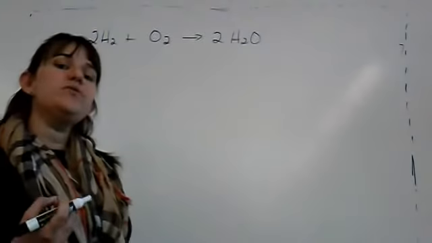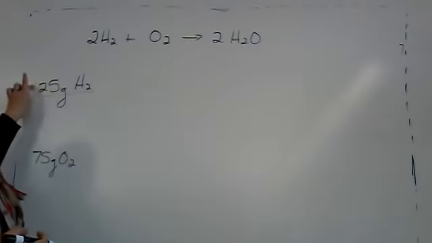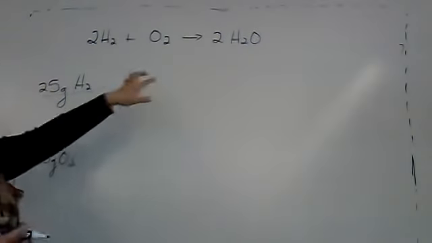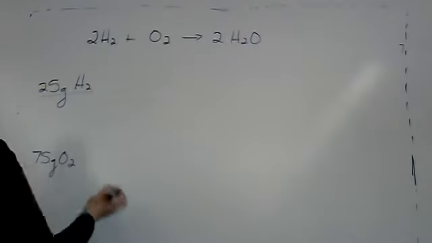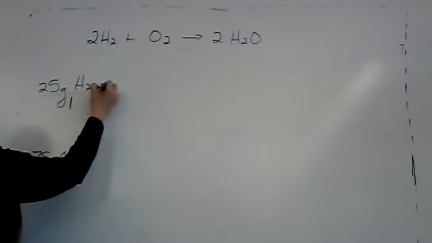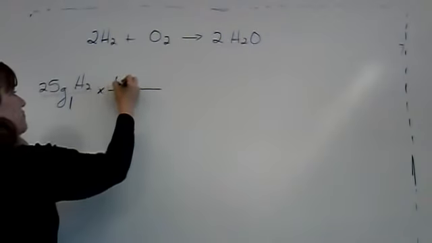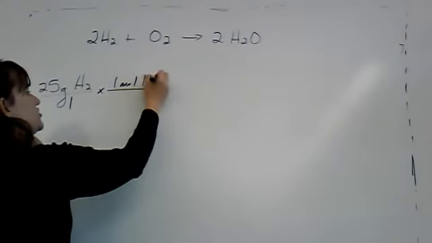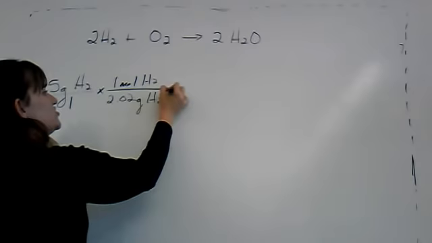I have to figure out who is limiting me first. So what we're going to do is do stoichiometry for each one of these, and we're going to figure out how much water each one of these can make. So I'm going to take my given value and put it over 1, and we're going to convert that to moles. So for every mole of H2, we have 2.02 grams of H2.